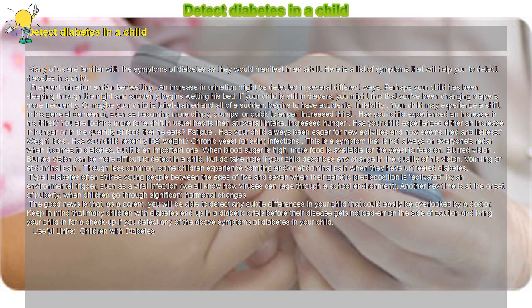Vomiting or abdominal pain. Though less common, some children experience vomiting and/or abdominal pain when they have untreated diabetes. Type I diabetes often strikes young people between the ages of 5 and 7 when their genetic predisposition is activated by an environmental trigger, such as a viral infection. We all know how viruses can rage through a school environment.